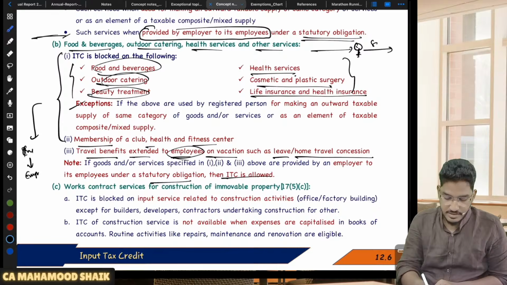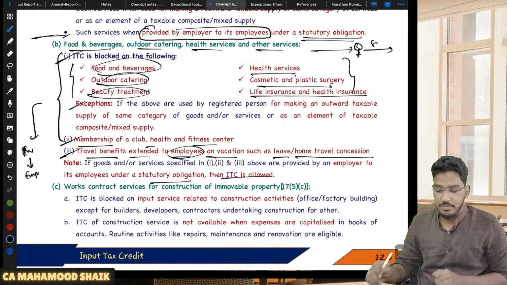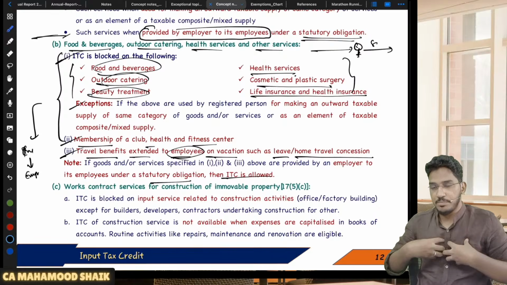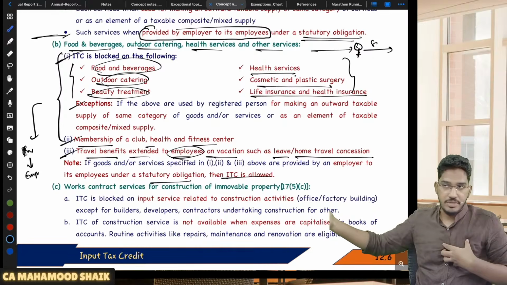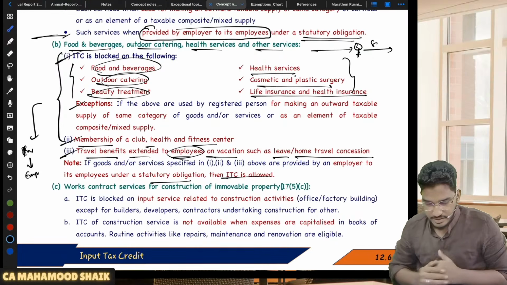These three things here: food, beverages, healthcare, outdoor catering, similarly membership of a club, travel benefits extended to employees. If these services are procured by an employer because they have to provide the same to their employee under some statutory obligation, then that employer can take the input tax credit.